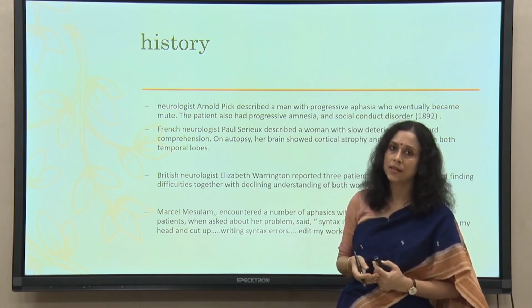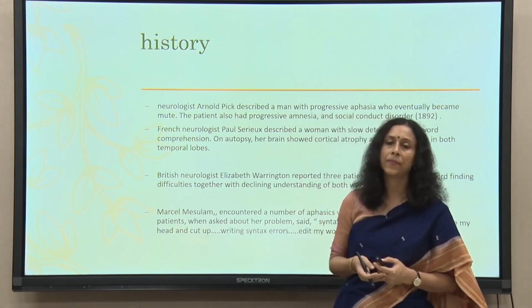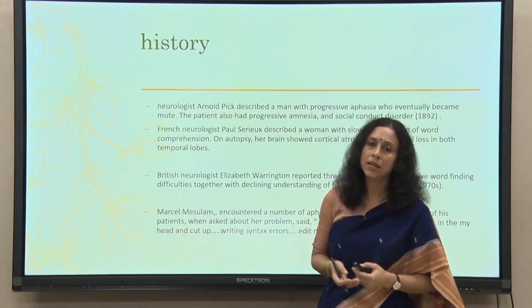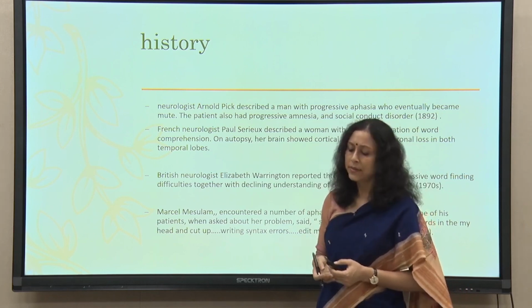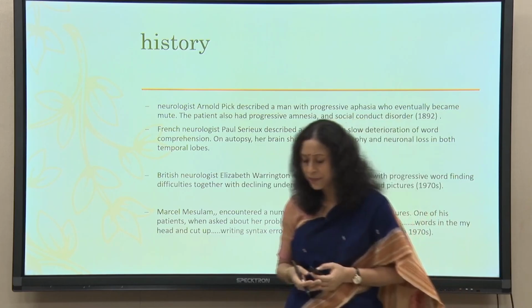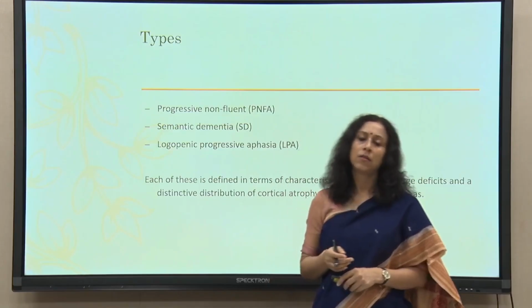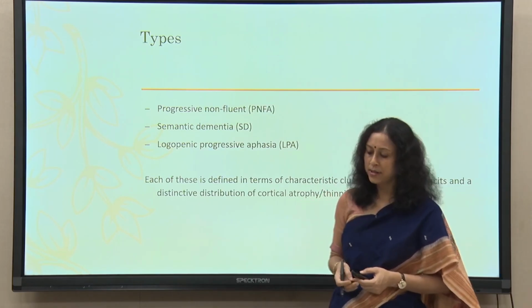Sometimes social cognition is missing. There was a particular case where a person was having serious social conduct problems along with language getting affected. At one time he actually threatened his wife with a knife, but these were one-off incidents that co-occurred. Then there are many other cases as well. In another case, a woman with slow deterioration of word comprehension was also found. Gradually this kind of findings built up, and then we came to a better understanding of various kinds of aphasia that are part of neurodegenerative diseases.